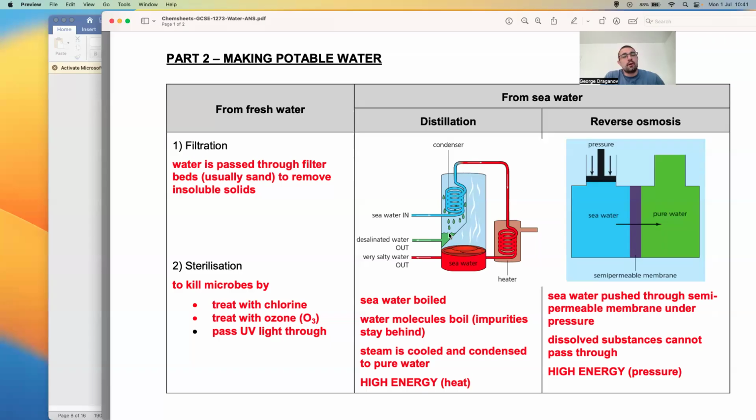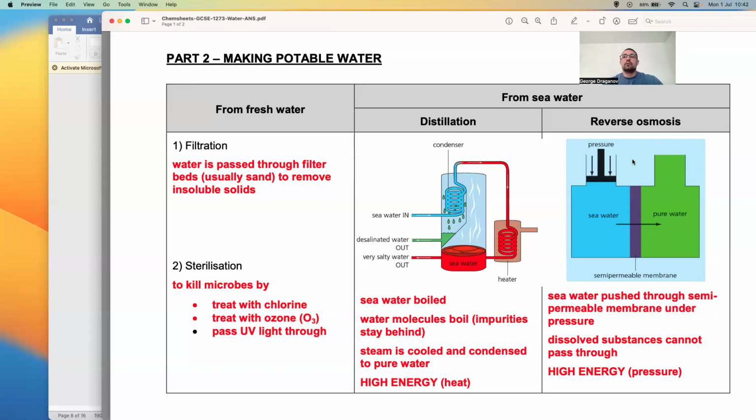The problem with this is it's a very high energy process because you've got to get a load of seawater and boil it and then condense it. So it boils, rises, cools, and condenses. Okay. Now, reverse osmosis is the other method.